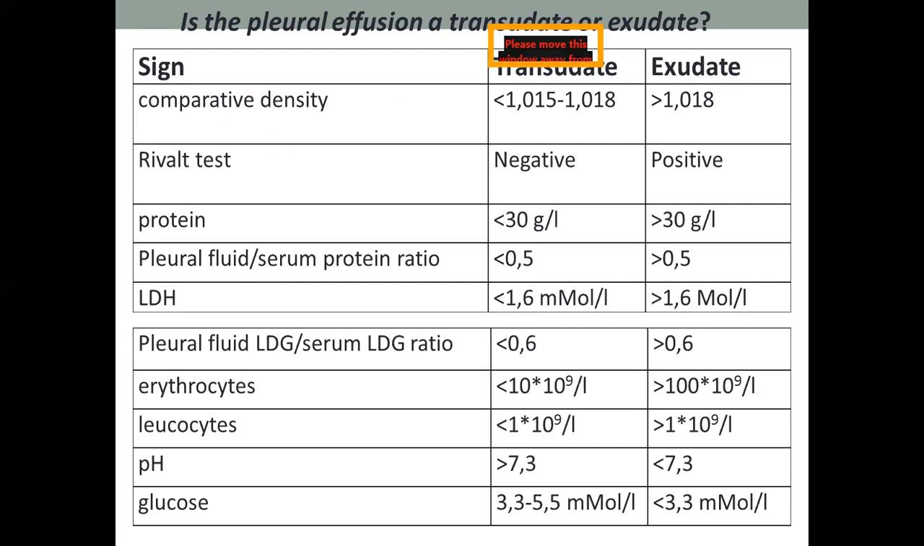So multiple tests are done on pleural effusion to differentiate the pleural effusion into transudate or exudate. One is the density. If the density is low, so this is transudate. If density is more, this is exudate.